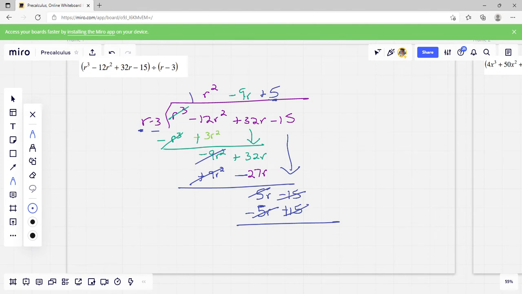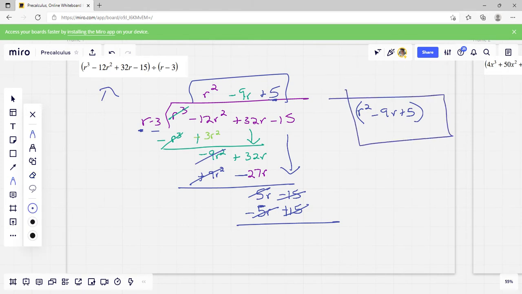So here is the answer. It's r squared minus 9r plus 5. And if we multiplied that back out times r minus 3, then we would come back to where we started. Okay, so we just found the factor for that. When they ask you to divide, that's going to be your answer. It's going to look like that. There's the answer. That one divided out evenly.